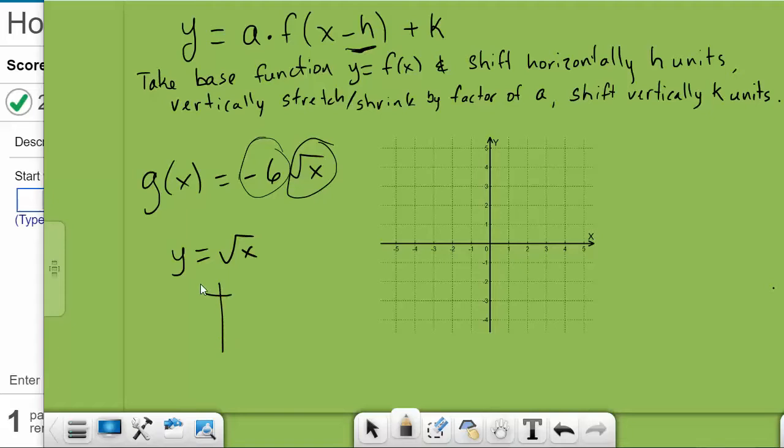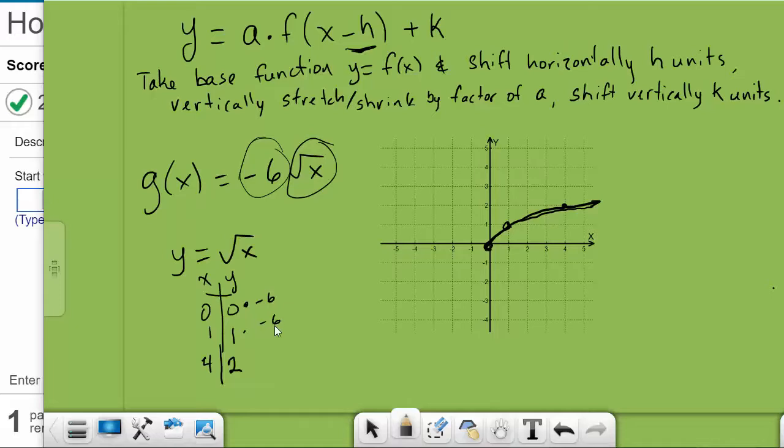So if I were to do some basic points, the square root of 0 is 0, the square root of 1 is 1, the square root of 2 is 1.4, the square root of 3 is 1.7, the square root of 4 is 2, and I'm going to get this basic shape. It's like a parabola on its side, but it's only half, the top half.